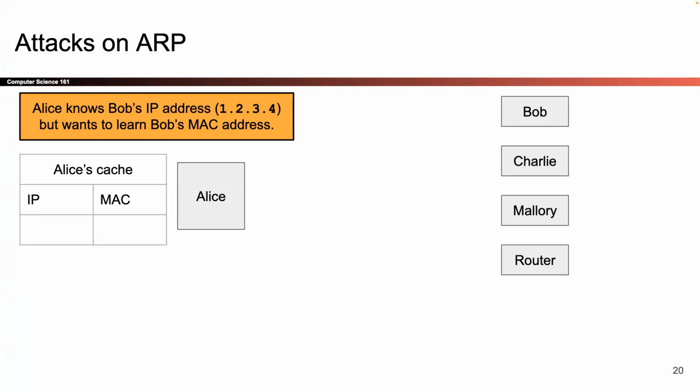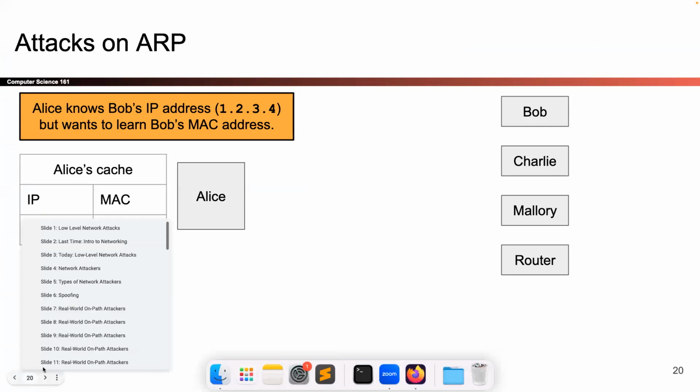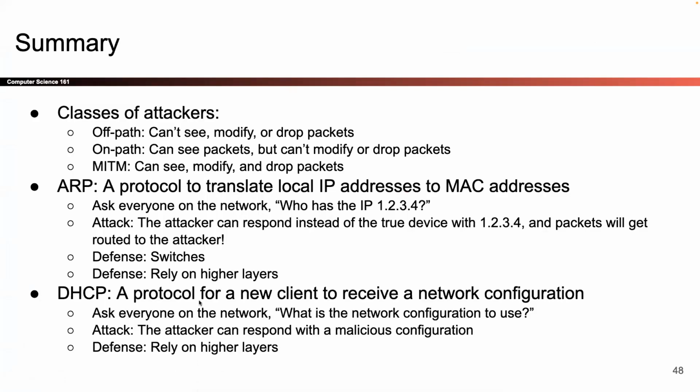Okay. So last time we left off, I told you about ARP, which is our first lower level networking protocol. Remember that the reason why ARP exists is because we have IP addresses, which are used to address computers at layer 3. And we also have MAC addresses, which are used to address computers at layer 2.